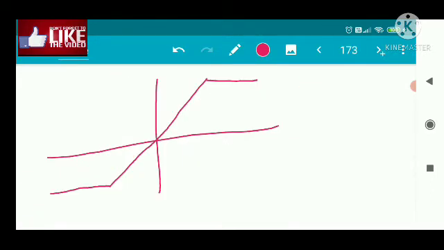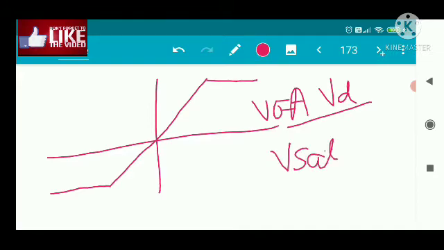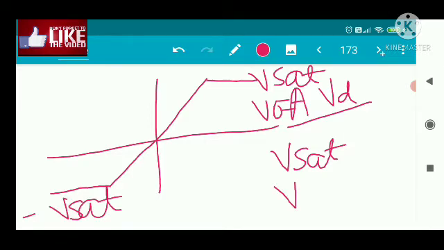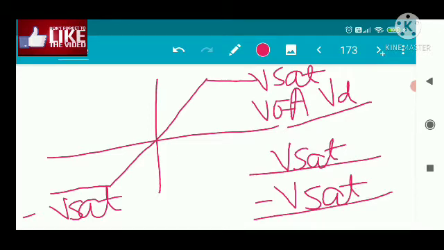Whatever the gain of the op-amp, the output is A times Vd. But the output voltage cannot exceed the supply voltage. Suppose the supply voltage is V saturation. So plus V saturation and minus V saturation are your supply voltages. Your output voltage cannot exceed plus V saturation and minus V saturation, whatever your gain. Though the gain of the op-amp is very high and it is a very good amplifier, you must remember that the op-amp must be operated within the linear region. Then only it can amplify.